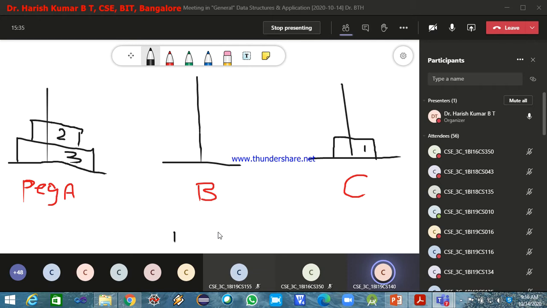Shift 2 to B. Okay, I'll erase this. Here, to B. Yes, sir.